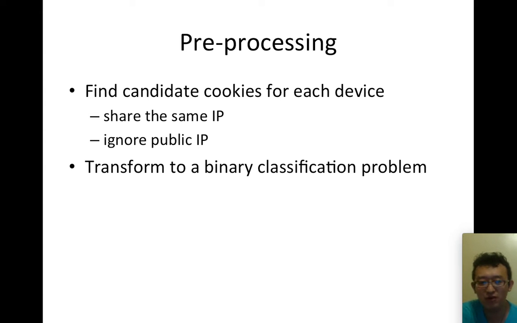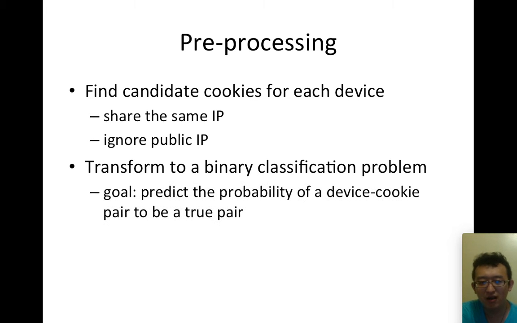After that, we can transform this problem to a standard binary classification problem. Basically, for each device, we find a group of candidate cookies. So we have a device cookie pair. Instead of finding cookies for each device, we predict the probability of a device cookie pair to be a true pair or a false pair. So it becomes a binary classification problem.